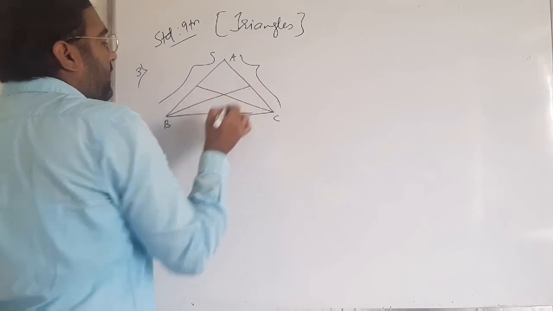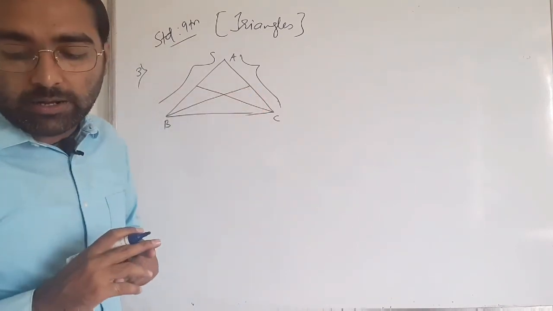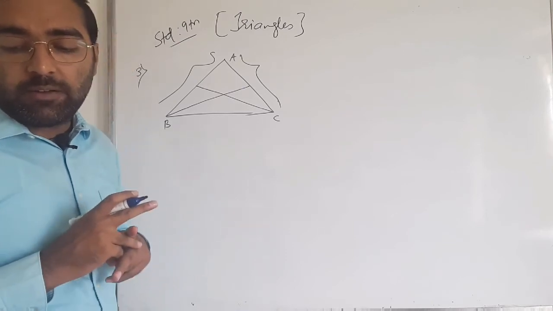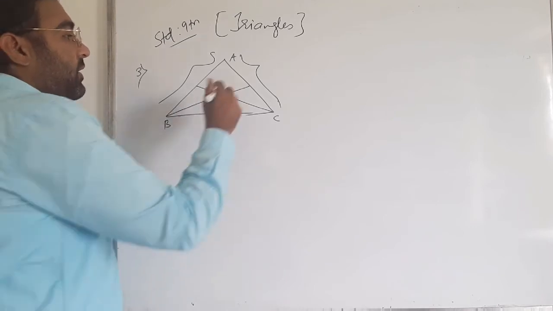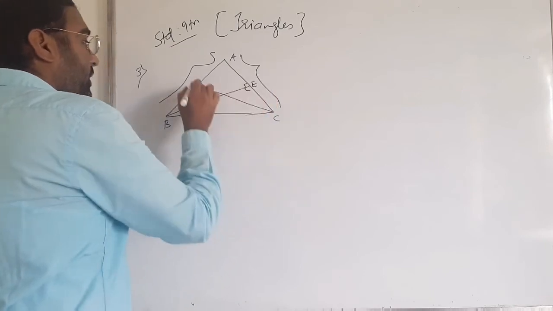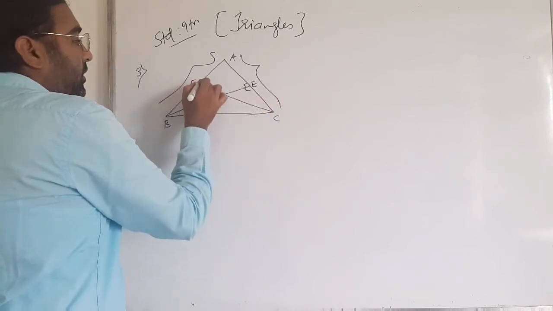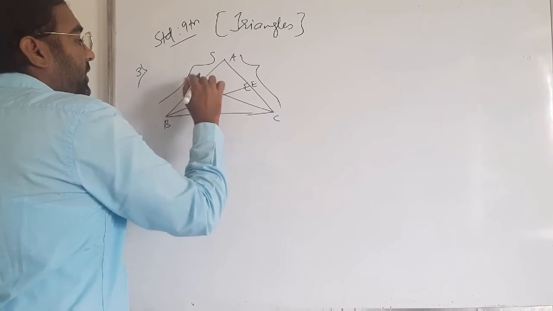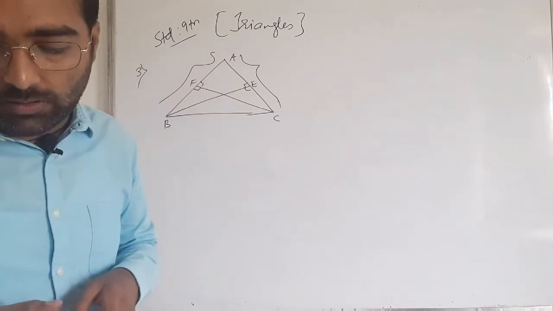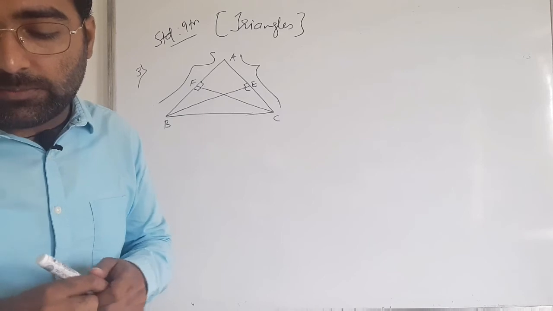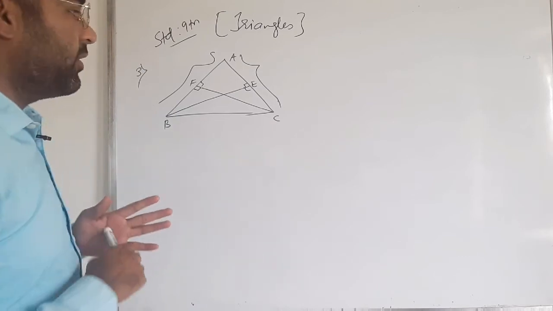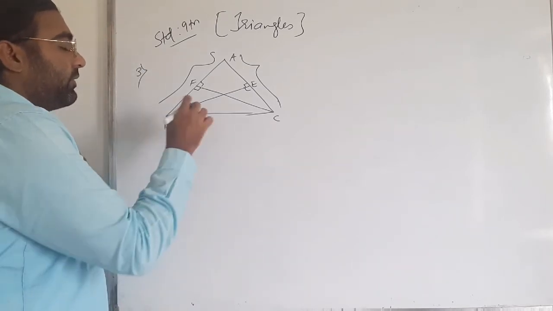Here it is not telling about perpendicular. Here it says that altitudes BE and CF are drawn to AB and AC. That means altitude, so we name it as a 90 degree angle. Here is the 90 degree. Second thing, show that the altitudes are equal. We want to show that both of the altitudes are equal.